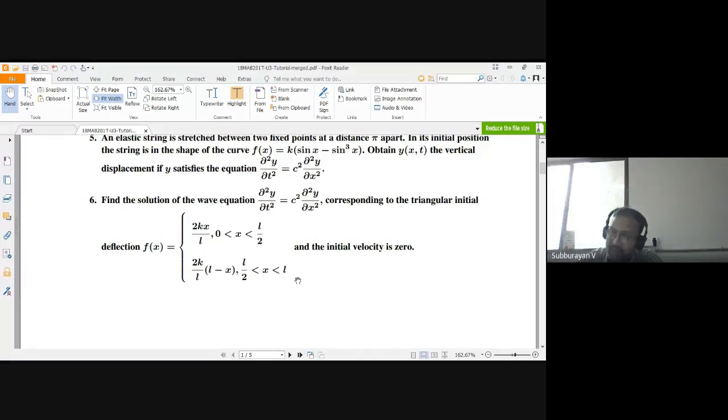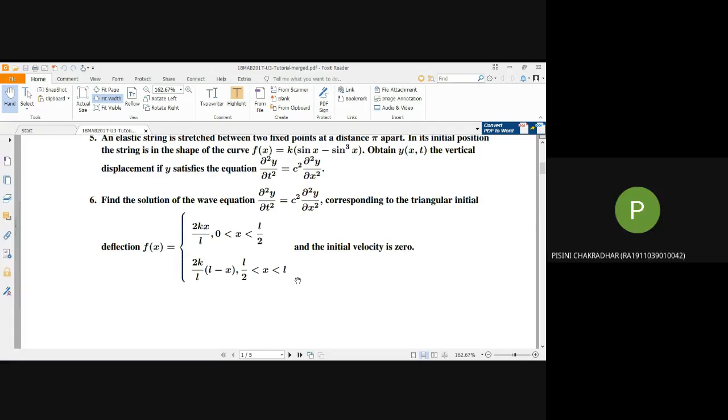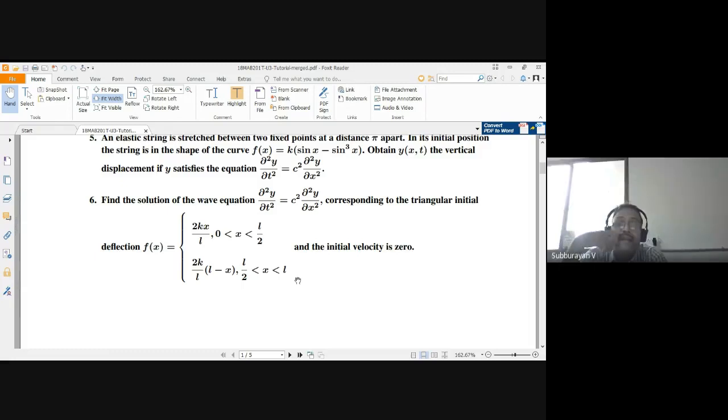Do you remember this problem? Already we discussed the same problem in the class. When we taught that problem, I assumed that the midpoint of the string is taken to a height b units. Do you remember that problem? Yes, sir. It forms a triangle like this.